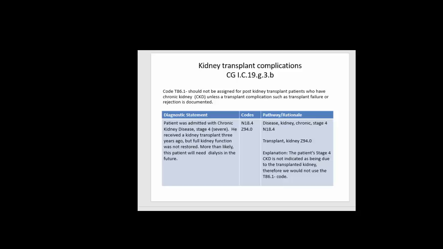The T86 code should not be assigned for post-kidney transplant patients who have chronic kidney disease unless the complication is documented. In this statement, the patient was admitted with chronic kidney disease stage 4. He received a kidney transplant 3 years ago, but full kidney function was not restored. More than likely, he's going to need dialysis. We're going to code the chronic kidney disease and the transplant status. We are not going to use the T86 code because this is unrelated to that transplant. This is a chronic kidney disease that he had before, still has, unrelated to the transplant.